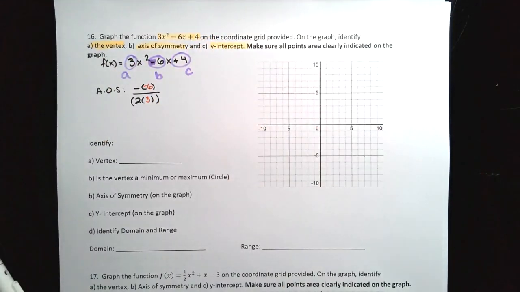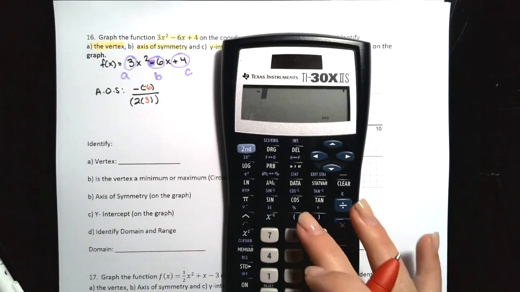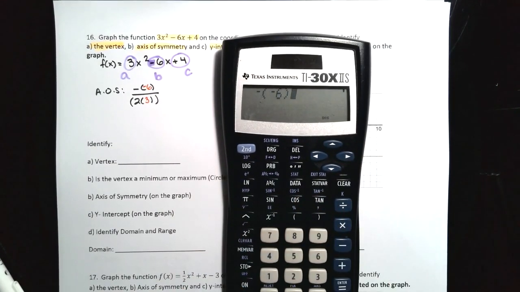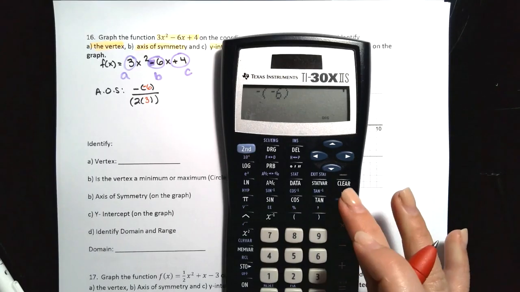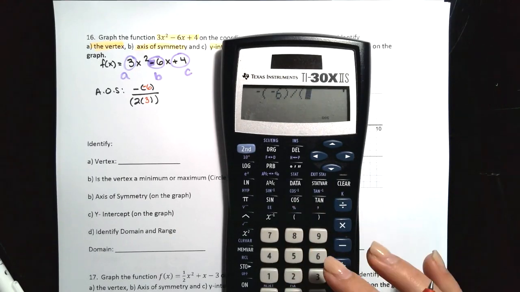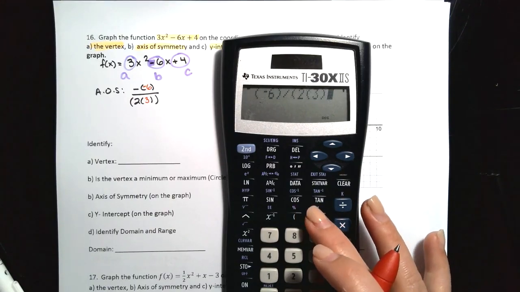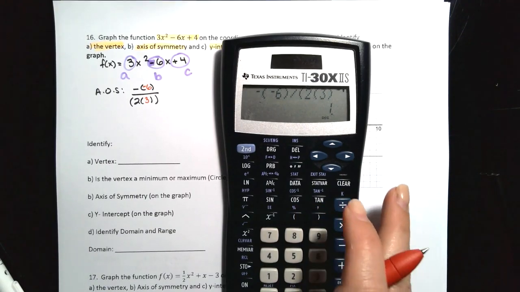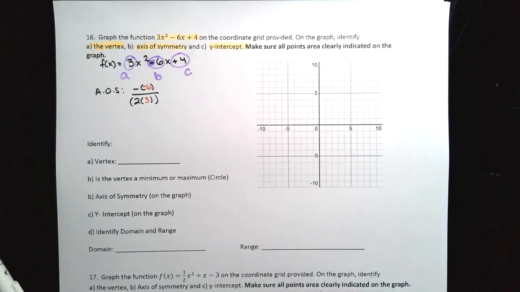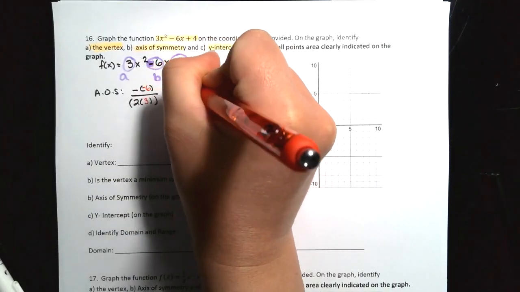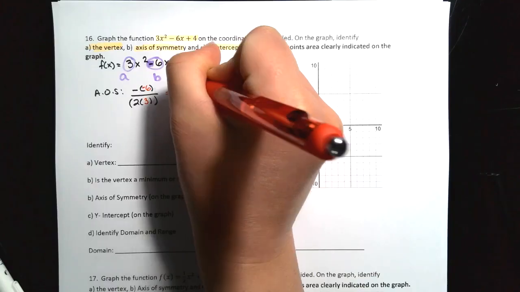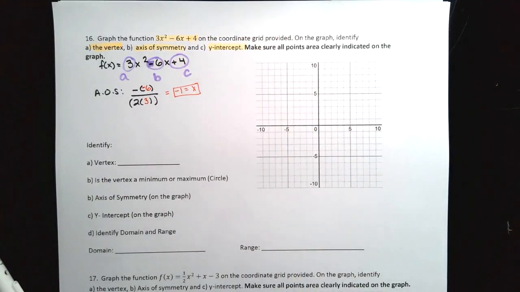Now, if you are choosing to use a calculator, that is fine. You do need to use extra parentheses. So here's my numerator. Here's my top. A negative, open, negative 6, close it, divided by. Now here we need open, 2, open, 3, close it, close it. And we get a positive 1. Now remember, axis of symmetry is an equation of a line, so we want to put it as x equals.